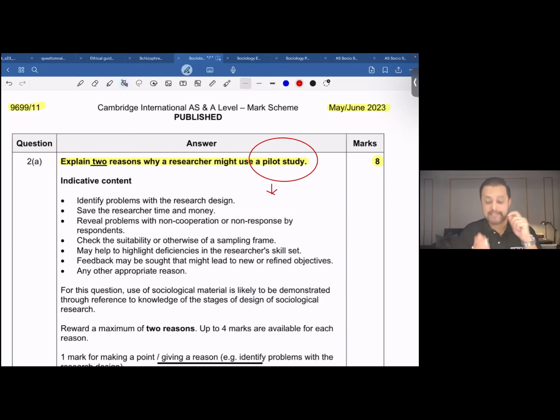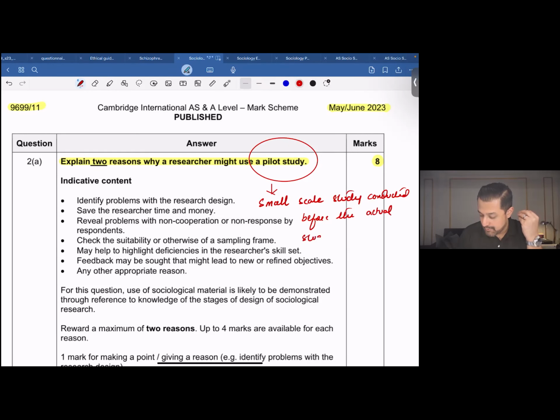A pilot study is a small scale study that you're conducting before the actual study to check for the feasibility of the research. How feasible is the research? Feasibility of the research. Now, let's begin.